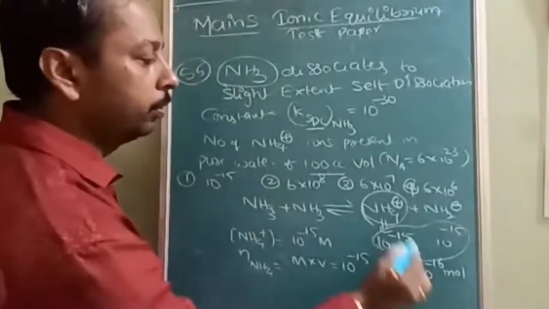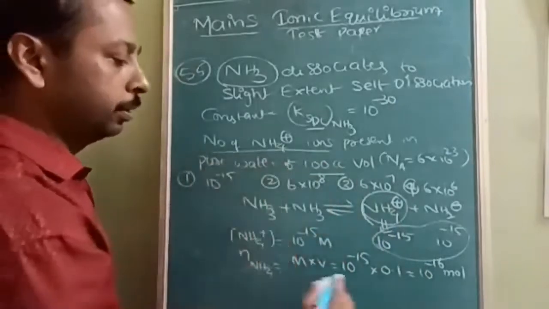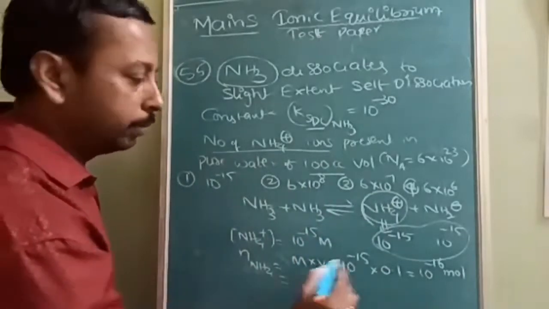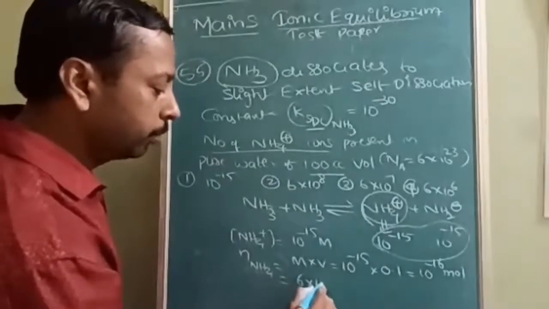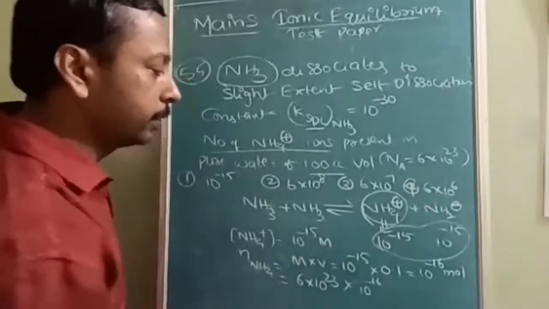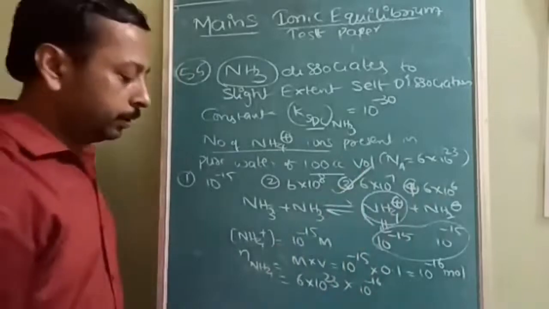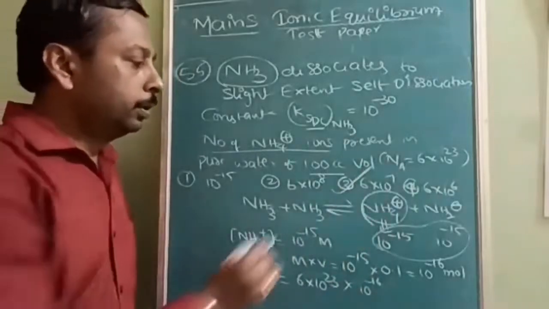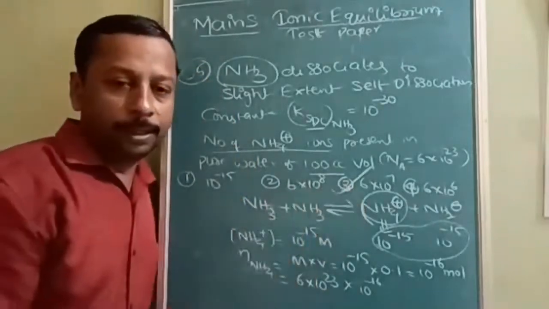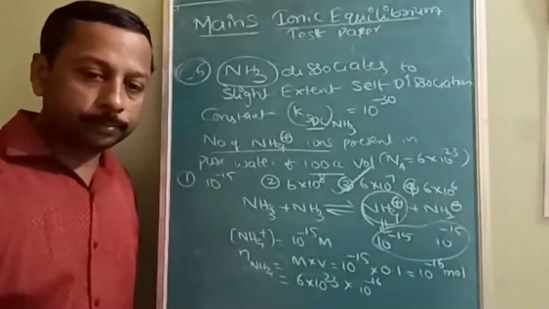But you have to multiply it with Avogadro number because the question is about the number of ions. So I am multiplying this with Avogadro number to get the number of ions. So 6 into 10 to the power of 23, into 10 to the power of minus 16, gives 6 into 10 to the power of 7. So the fifth question answer is the third option. 6 into 10 to the power of 7 is the correct option. Note down this.